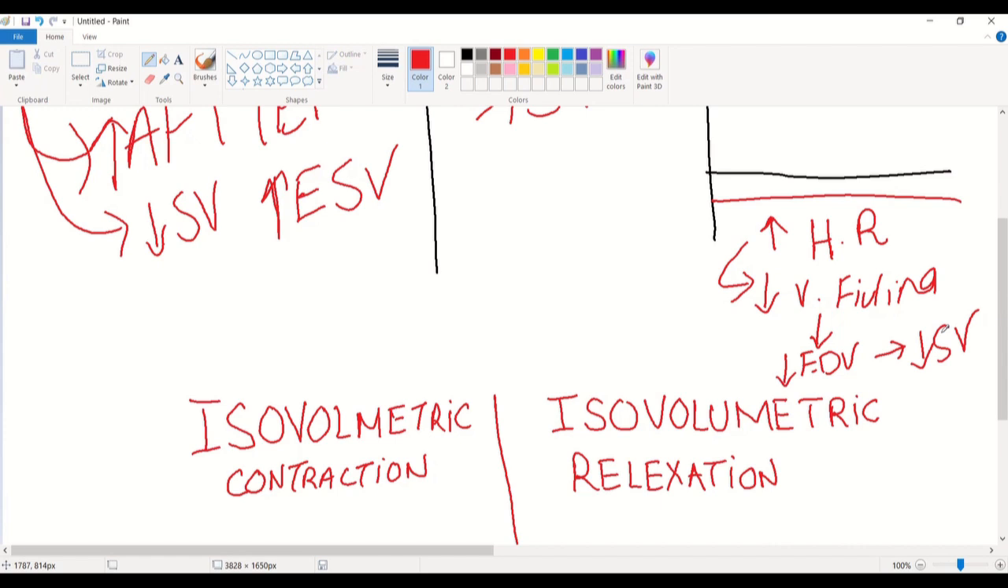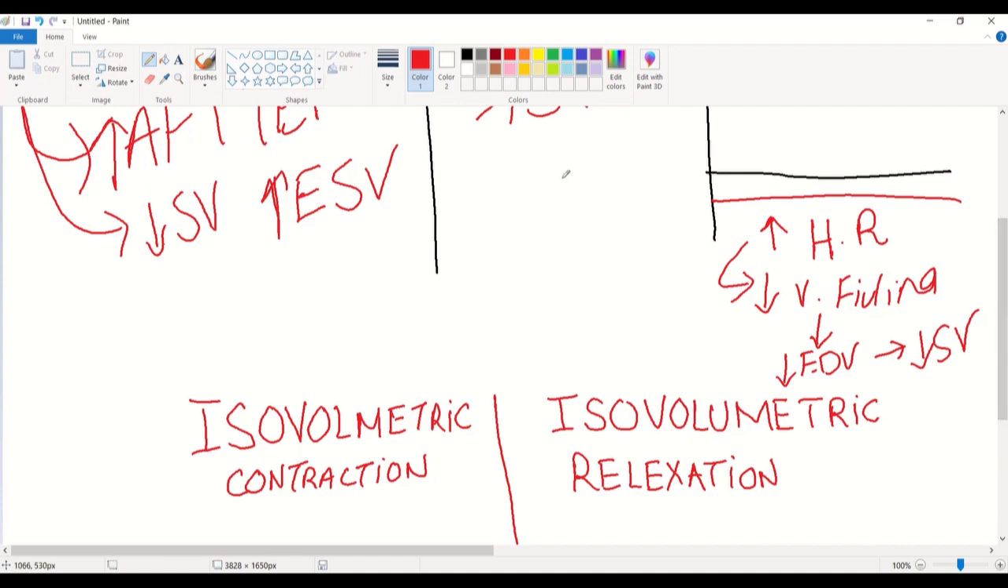Am I right, Rob? Yes, it's true. But I do have a question. Can you complete the story under afterload as to what will happen to end diastolic volume? I know that end systolic volume would increase, but what would you say of end diastolic volume?